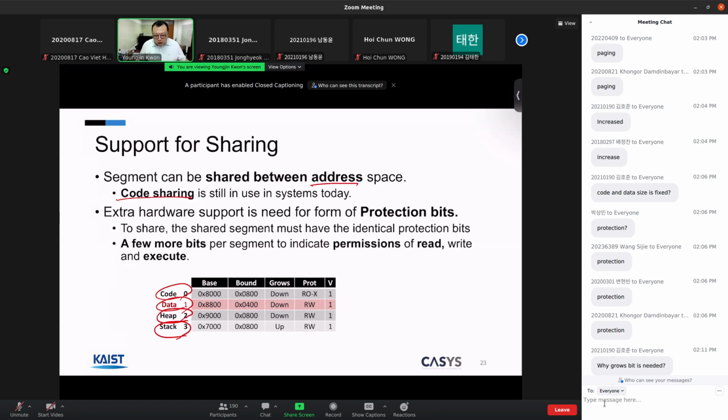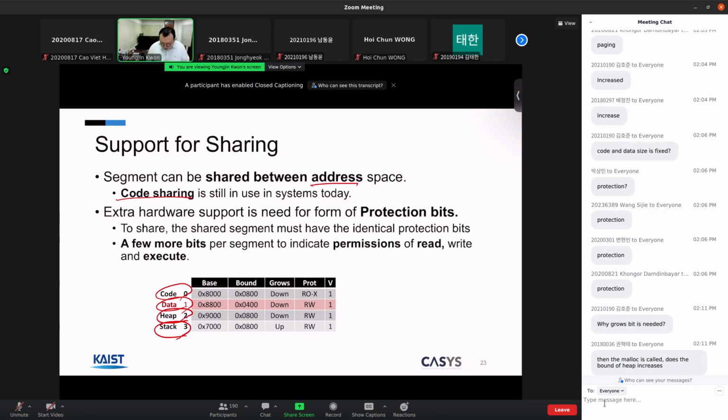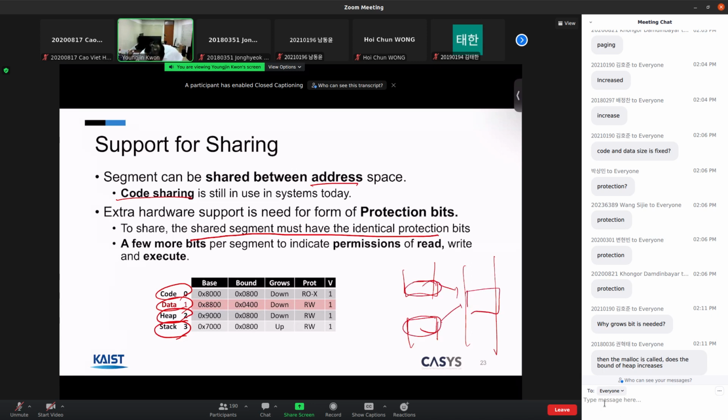But for sharing, it's important that the shared segment has identical protection. For example, if I want to use this memory for read-write and this memory for read only, then these two segments cannot be shared. So to share, processes can point to the same segment, but the segments must have the same protection.